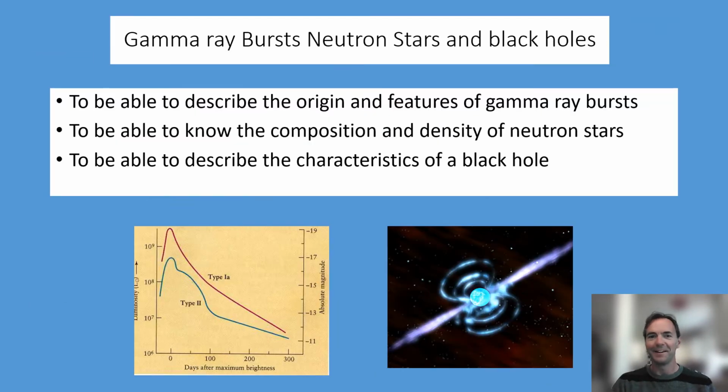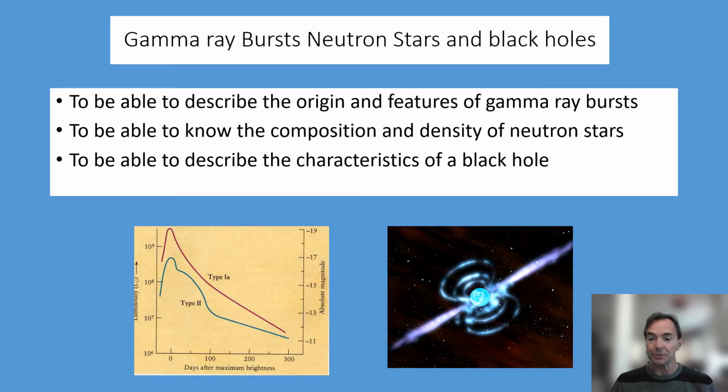Welcome back. So title in your notes, please: gamma ray bursts, neutron stars, and black holes. We're going to be describing the origin of features of something called a gamma ray burst, which is very near to my heart. It was my master's degree qualification. I'm not going to bang on about it too much, but they are extremely interesting. The history of them is interesting as well.